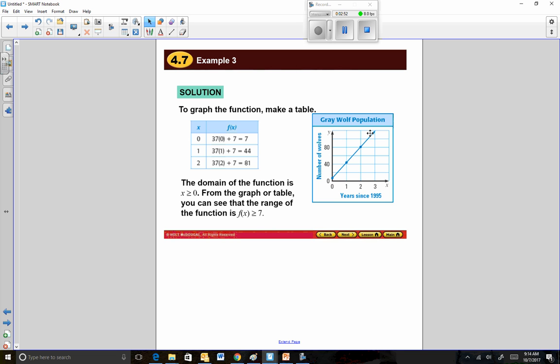So our domain has to be greater than 0 because it's time. You can't go backwards in time, 0 and up. And our function, or our y value, has to be greater than 7 because the lowest value we have for y is 7, and then it keeps going up from there. So f of x is greater than or equal to 7 is how we write that.